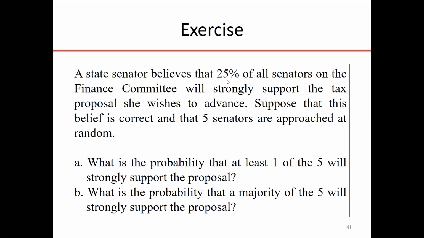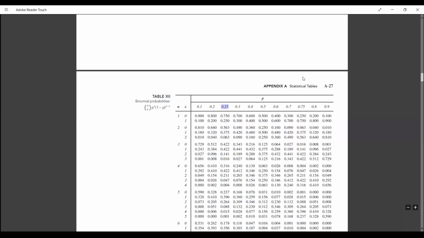A state senator believes that 25% of all senators on the finance committee will strongly support the tax proposal she wishes to advance. Suppose that this belief is correct and 5 senators are approached at random. What is the probability that at least one of the 5 will strongly support the proposal? What is the probability that the majority of the 5 will strongly support the proposal? Is this a binomial experiment or not? Is this a cumulative table or a simple table?